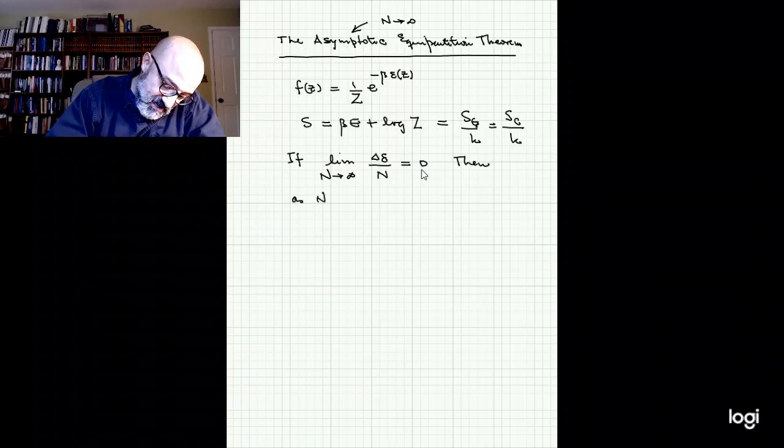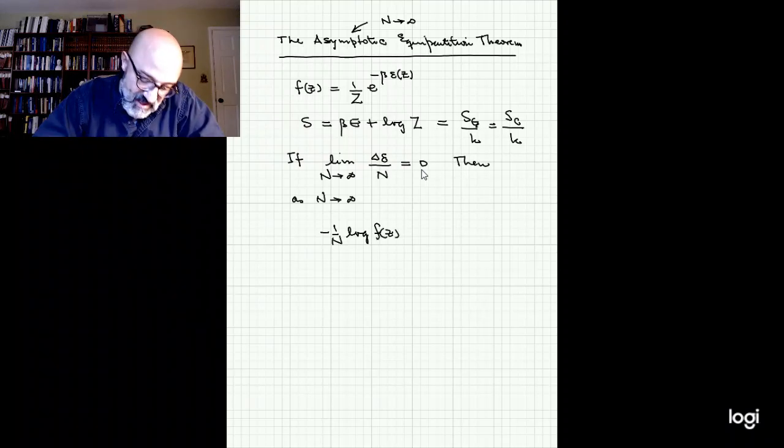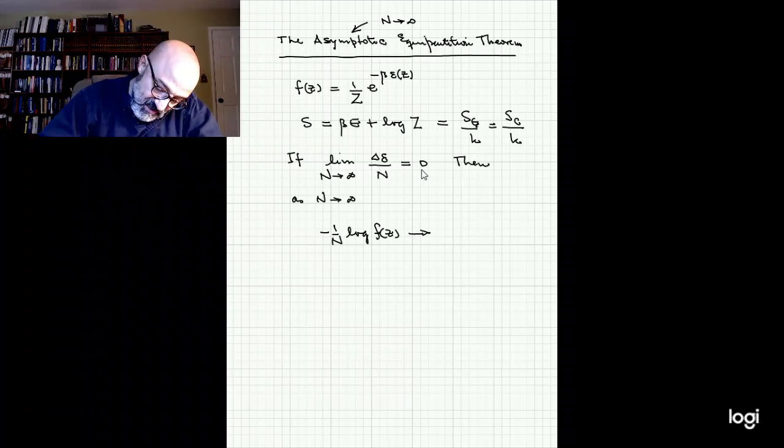as n goes to infinity, the quantity minus 1 over n, the log of f, tends to the entropy per particle in probability.